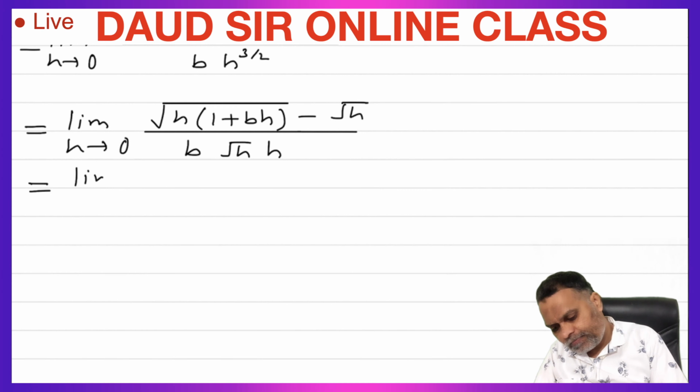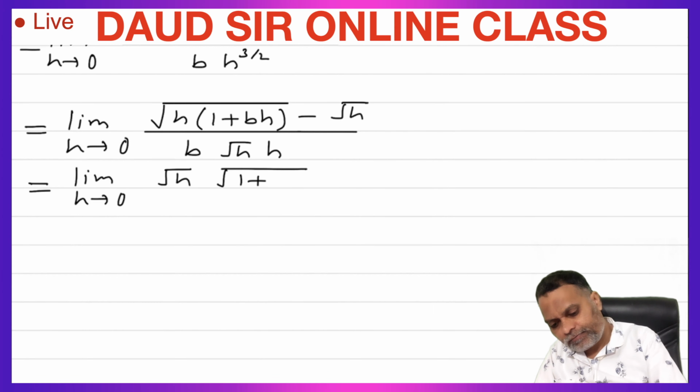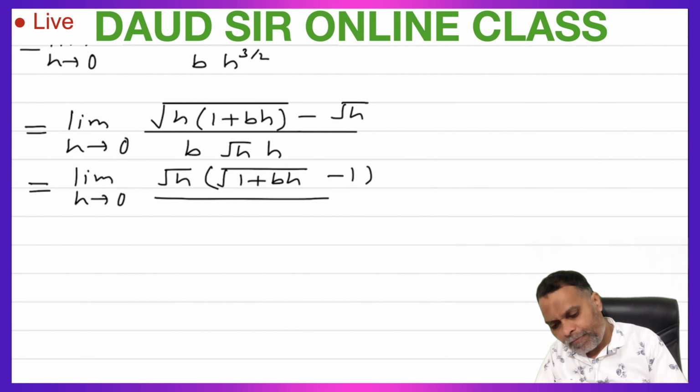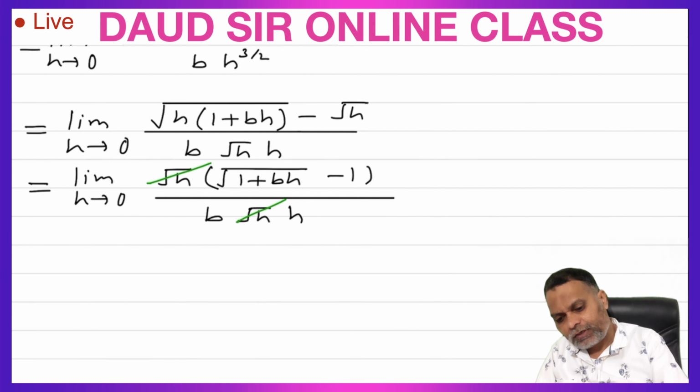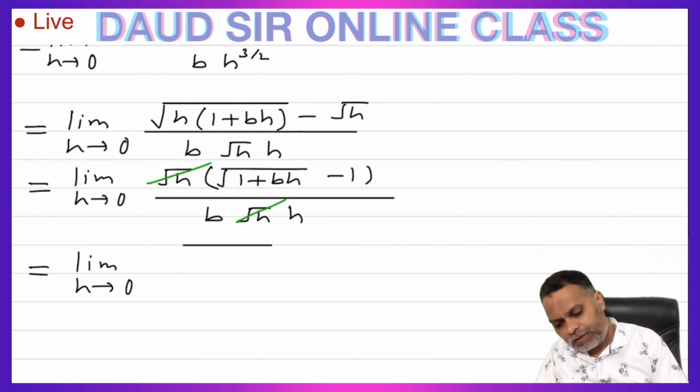Limit h tends to 0. This under root h common. So here under root 1 plus bh is left, minus 1, upon b into under root h into h. This under root h cancelled, which is equal to limit h tends to 0 of under root 1 plus bh minus 1 upon bh.